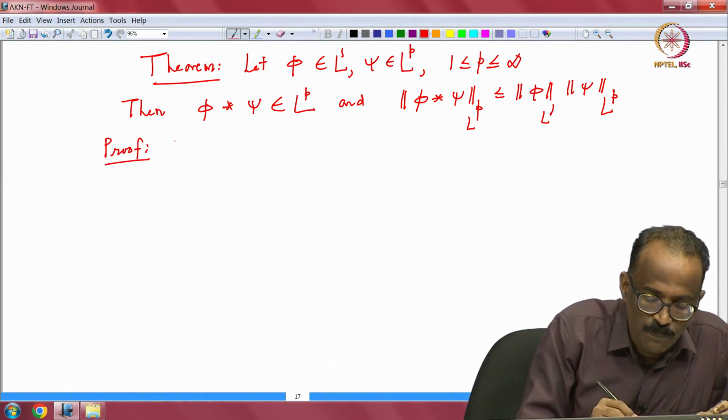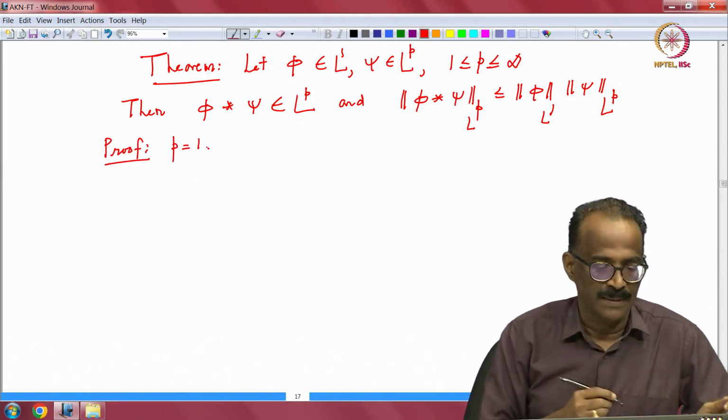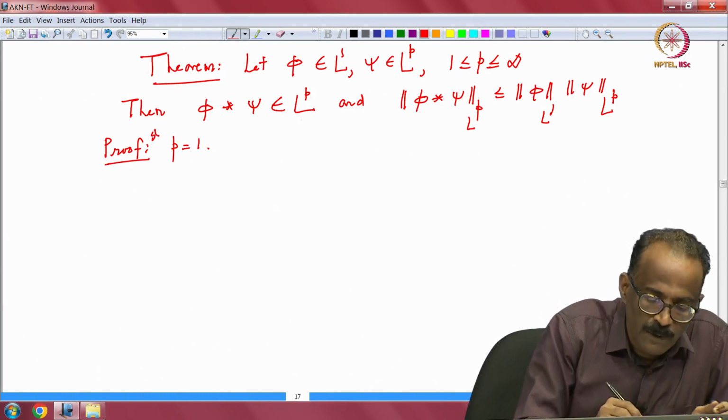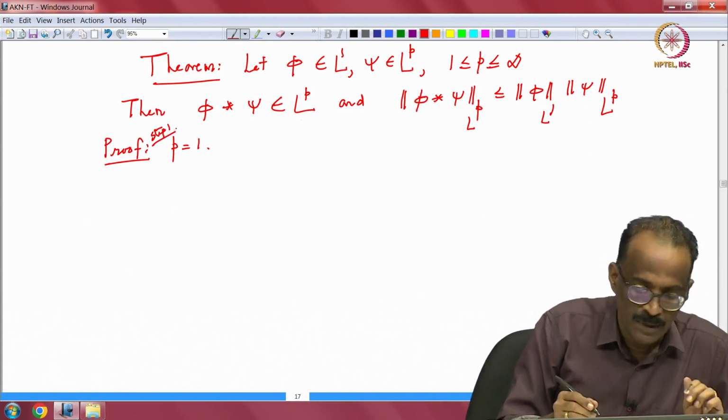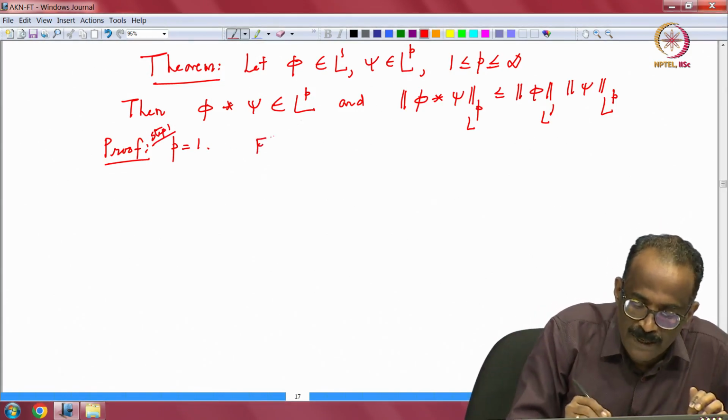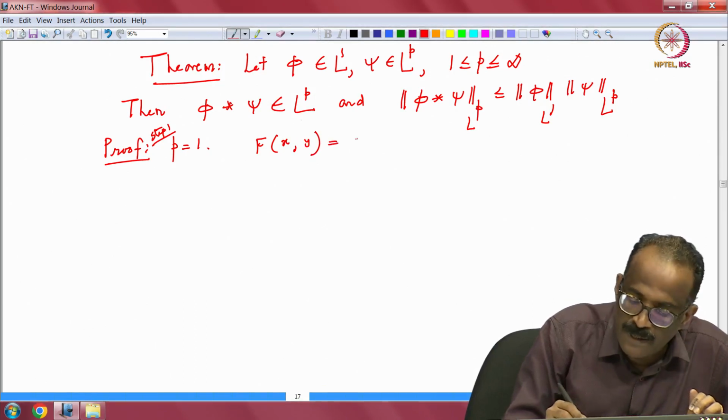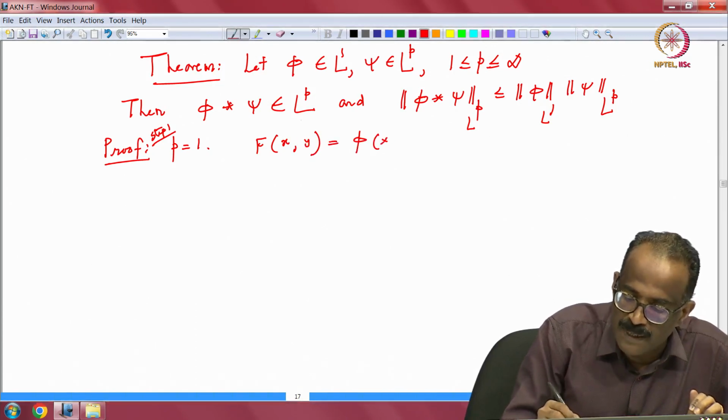So, first let me prove the case when p equal to 1. Step 1, or case 1, p equal to 1, we will do. So, you define this two variable function f of x, y equal to phi of x minus y times psi of y.